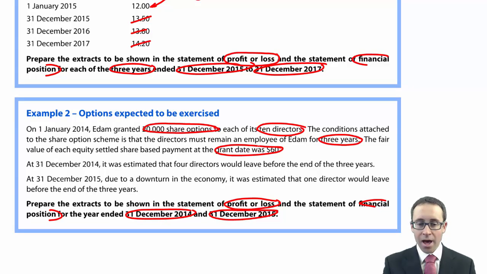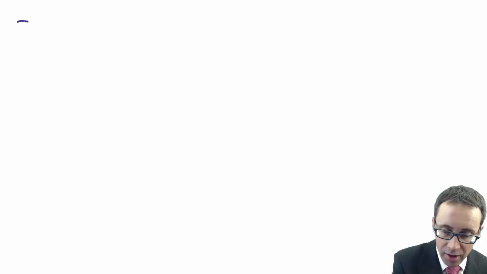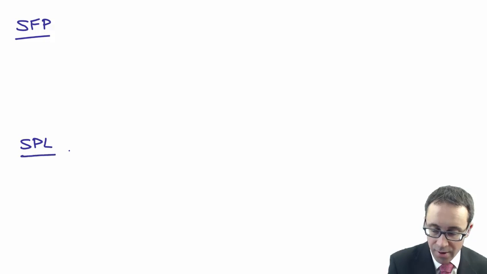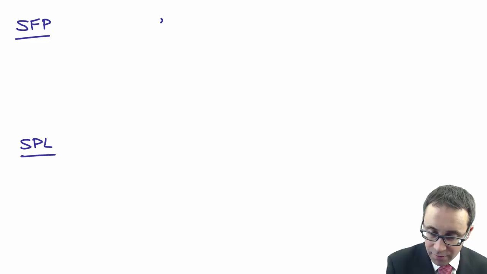Okay. At December 2014, it is estimated that 4 directors would leave before the end of the 3 years. And then at December 2015, due to a downturn in the economy, it's now an estimate of 1. Okay, so therefore there is a change based upon the number of directors. So what we have there, once again, statement of financial position at a point in time, statement of profit or loss for the year ended, and I think it was there for 2014 and 2015.